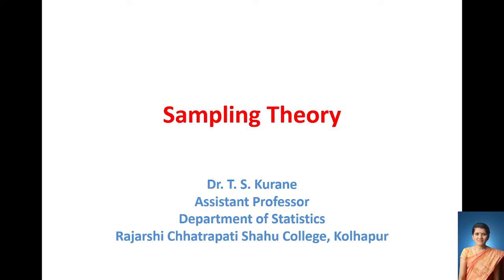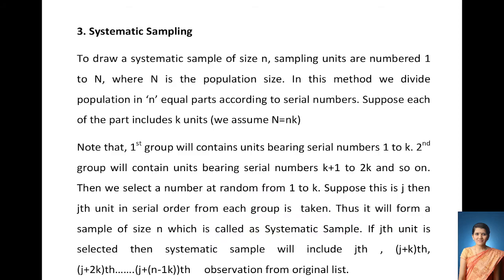In the last lecture, we saw sampling theory and its types. The first type is simple random sampling. The second type is stratified random sampling. Now we discuss the third type, systematic sampling. Systematic sampling means to draw a systematic sample of size small n. Sampling units are numbered 1 to capital N, where N is the population size. In this method, we divide the population into n equal parts according to the serial numbers.